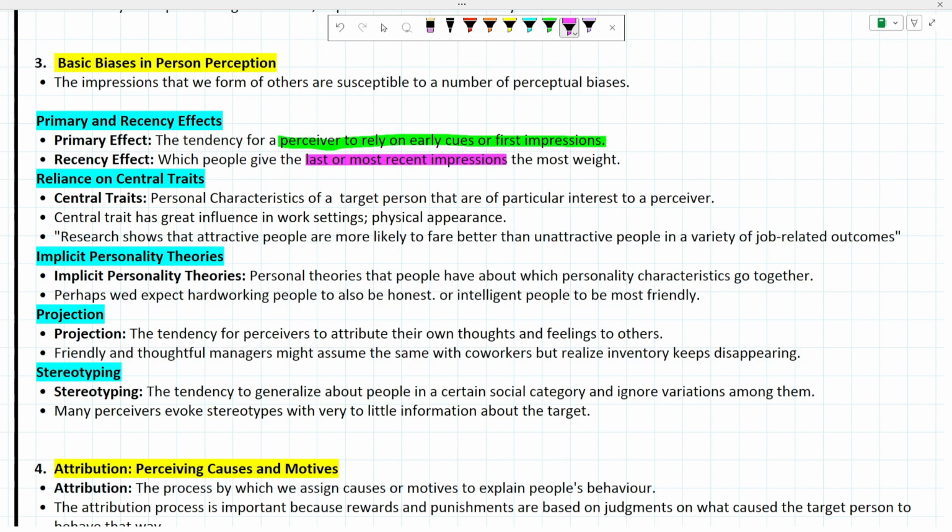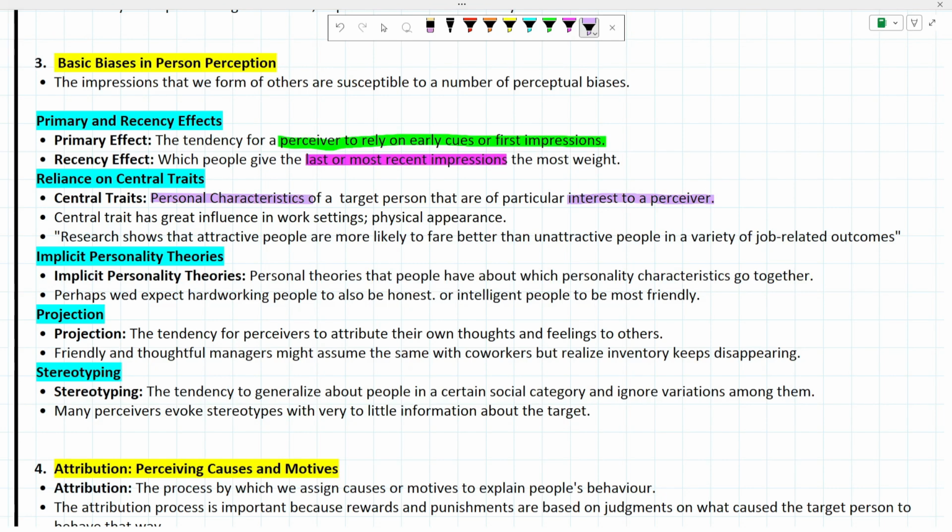Reliance on central traits. Central traits are the personal characteristics of a target person that are of particular interest to a perceiver. Central traits have great influence in work settings, such as physical appearance. Research shows that attractive people are more likely to fare better than unattractive people in a variety of job-related outcomes. So here I'll just highlight that: personal characteristics are of interest to a perceiver. So a perceiver takes specific interest in personal characteristics such as physical appearance.